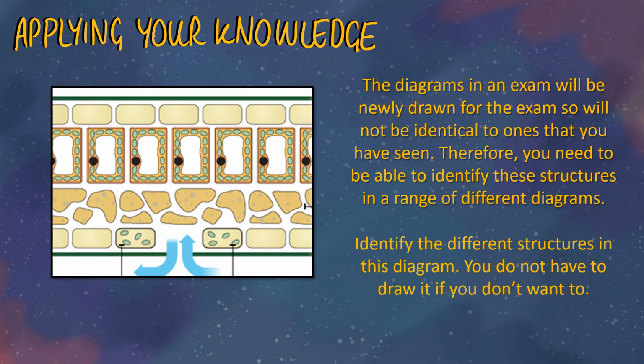Okay, applying your knowledge. So in an exam, when they draw a picture of the leaf, it's going to be newly drawn for that year. It won't look identical to what we've just drawn. And in past papers, it will look different to what's in new papers. It gets redrawn all the time. So you still need to be able to identify the structures in a range of different diagrams. So they present it a bit differently.